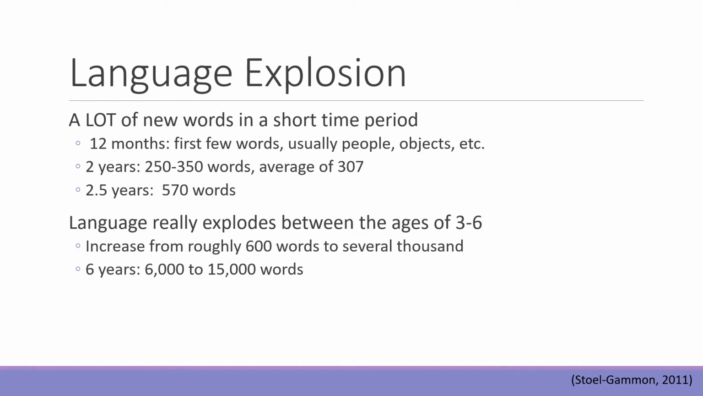Children increase from speaking roughly 600 words to speaking several thousand. By the age of 6, they can speak anywhere from 6,000 to 15,000 words. This range is due in part to different methods of measuring children's vocabulary, and also to the amount of language children are exposed to. Adequate conversation and immersion in language can help to greatly increase a child's vocabulary.